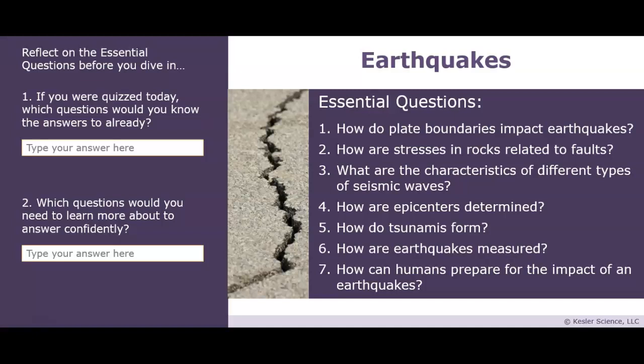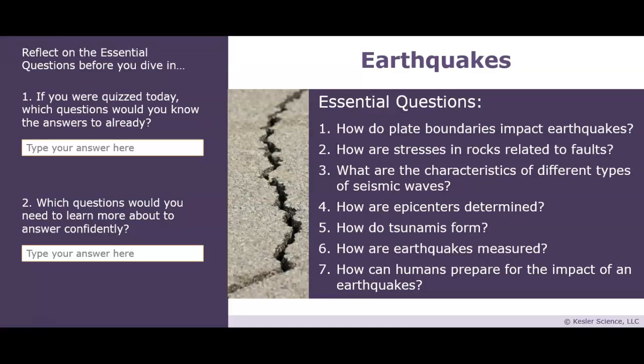We also talked a little bit in our last lesson about number 2, how are stresses in rocks related to faults? We looked at the fact that when there is tension in a rock, you have a normal fault. When there is compression in a rock, you have a reverse fault. And when there is shearing between rocks, then you have a strike slip fault.